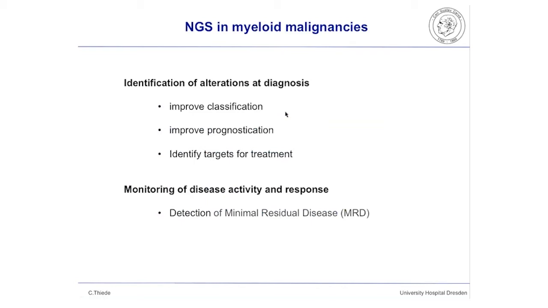So we do need next-generation-based technologies, especially to improve classification and prognostication, but also to identify targets for treatment. And there is a growing body of evidence that it might also be important to use this technology for the detection of minimal or measurable residual disease in the near future. And there is an increasing number of reports on this in the literature.